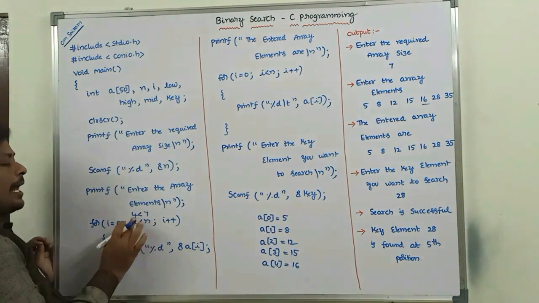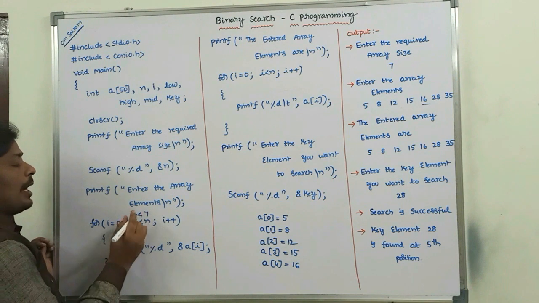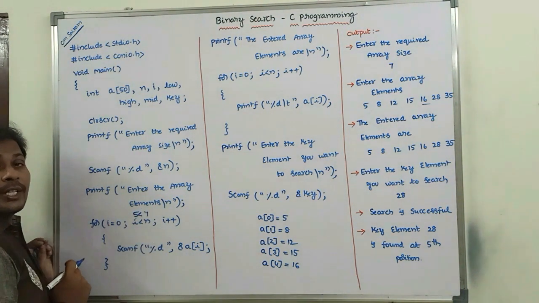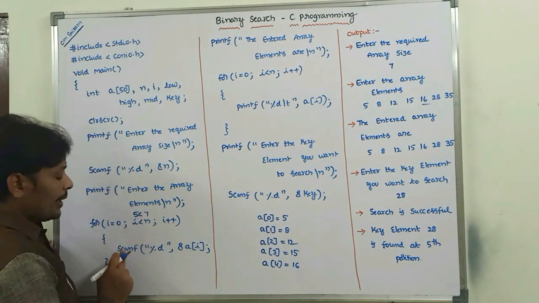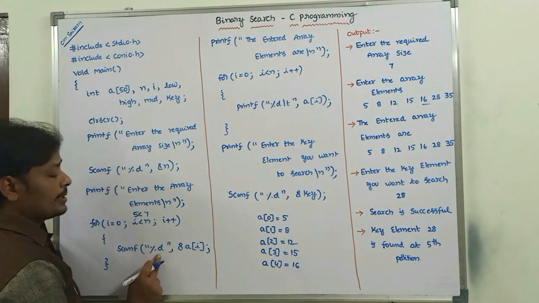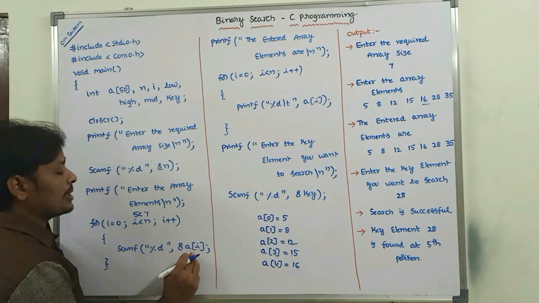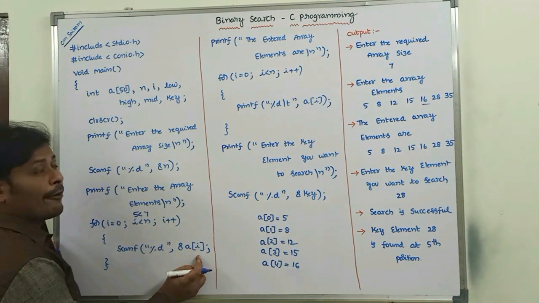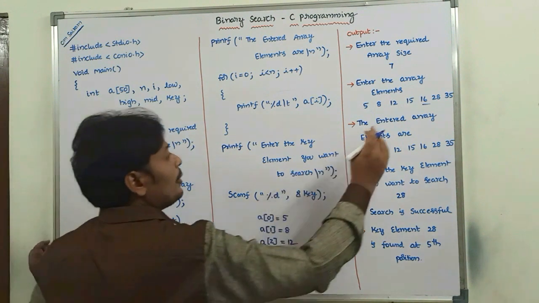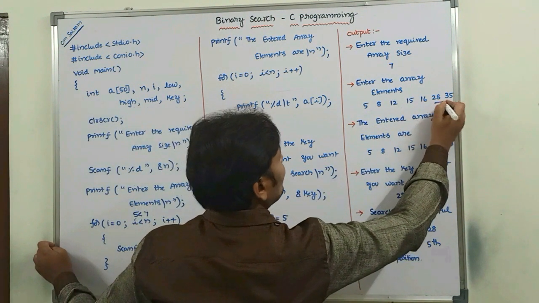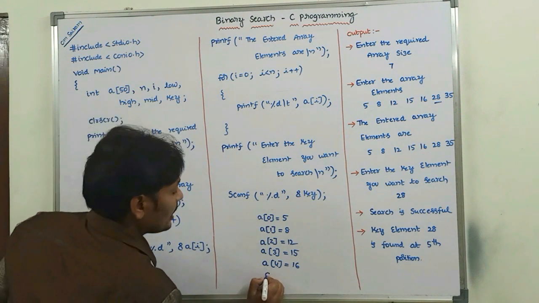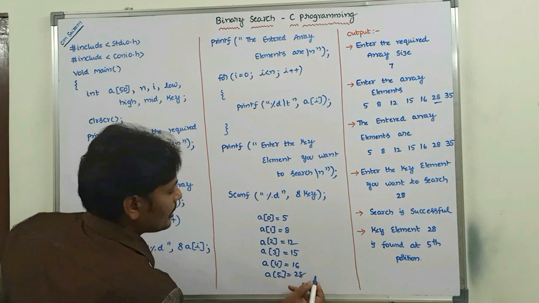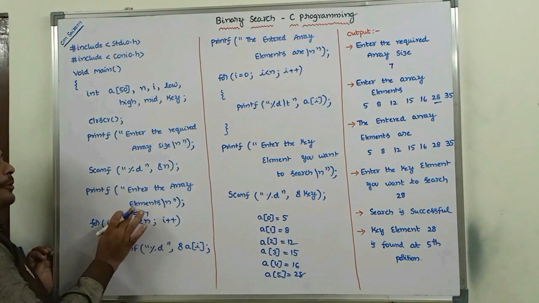Next, i is incremented. Now i becomes 5. 5 less than 7, condition true. The control goes to the body of the for loop. scanf("%d", &a[i]). The i value is 5, so &a[5]. The a[5] value is read from the keyboard by using the scanf function. So a[5] is equal to 28. Next, i is incremented.